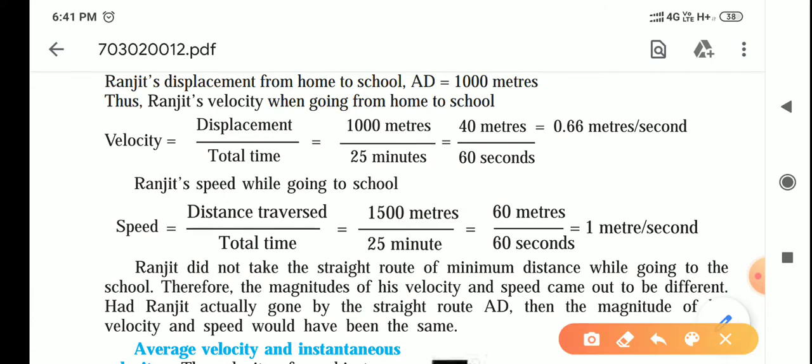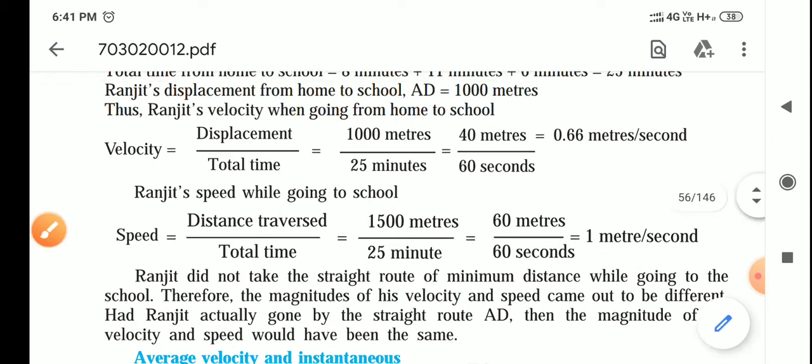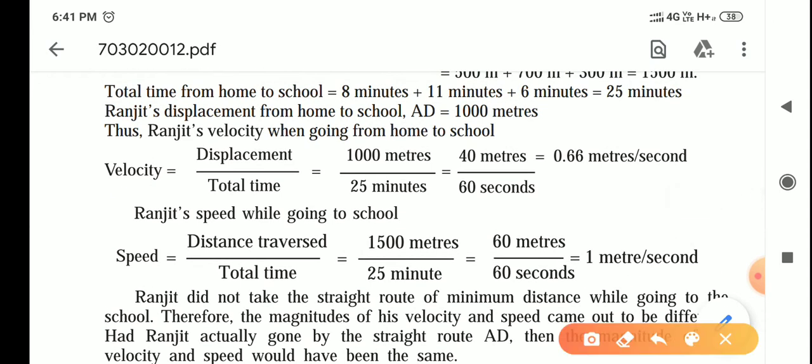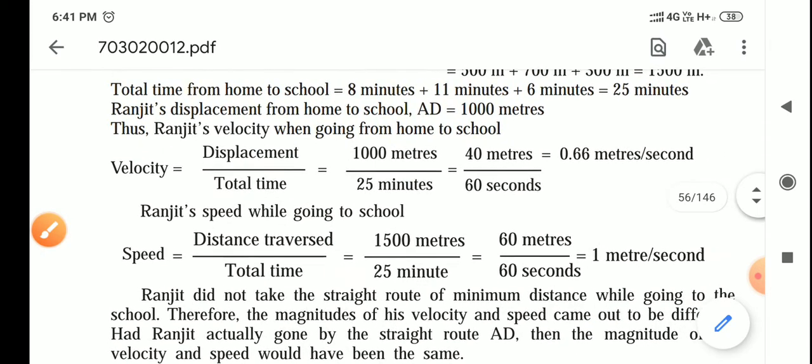Now you have to convert minutes into seconds, so it will be 60 meters divided by 60 seconds, which is equal to 1 meter per second. Okay, now here you can observe that velocity is less than the speed. Why is this happening? Because our displacement and distance traversed are different. Displacement is less than the distance traversed, that's why you are getting velocity less than speed.